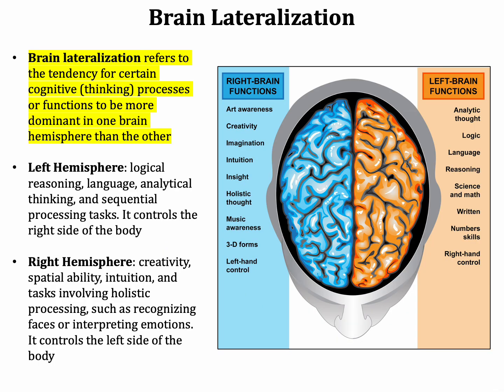Brain lateralization refers to the fact that certain functions are more dominant in one hemisphere in comparison to the other. So when we look at the left brain functions, it's involved with analytical thought, sequential processing, so conducting something in kind of like a linear manner. Language, science and math, writing, number skills. So certain functions like that are carried out more on the left side of the brain.